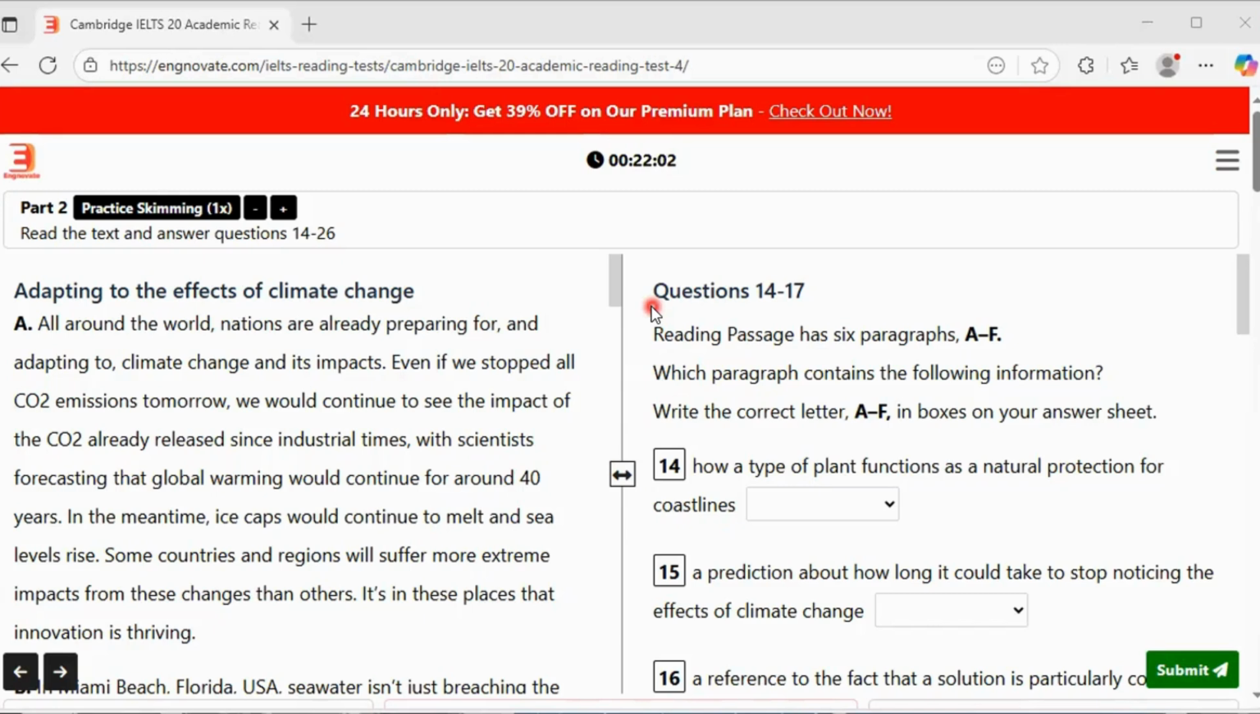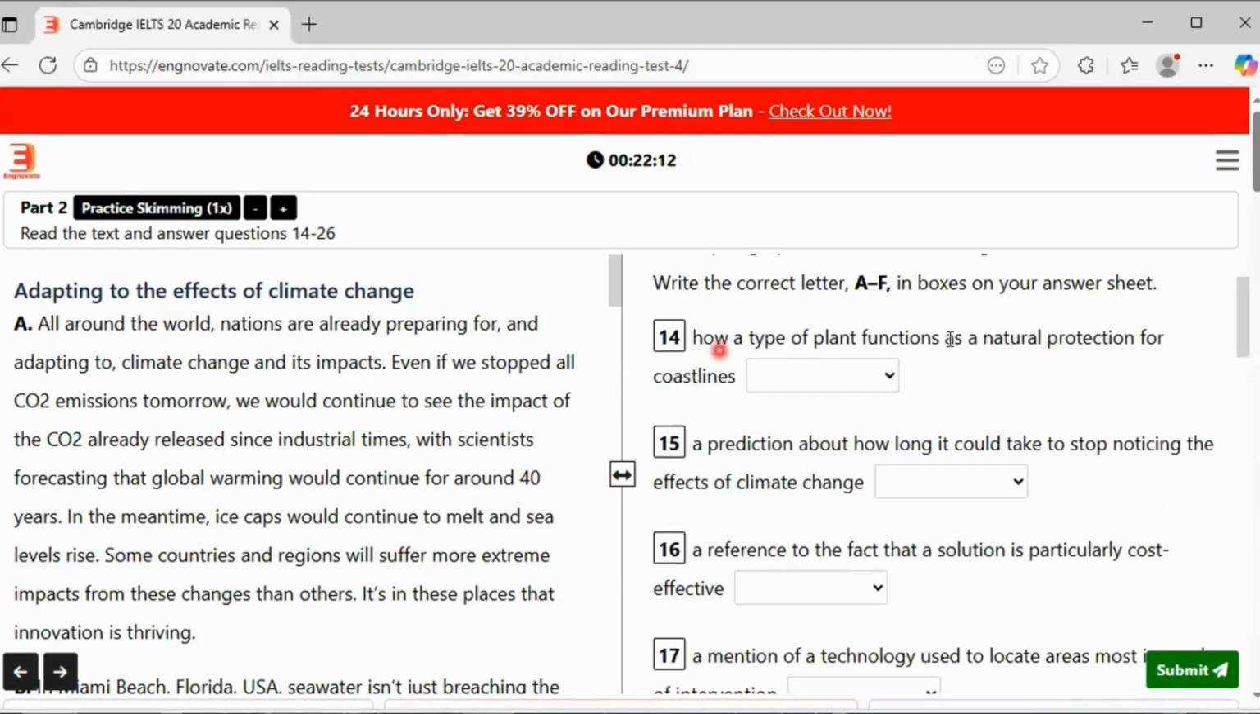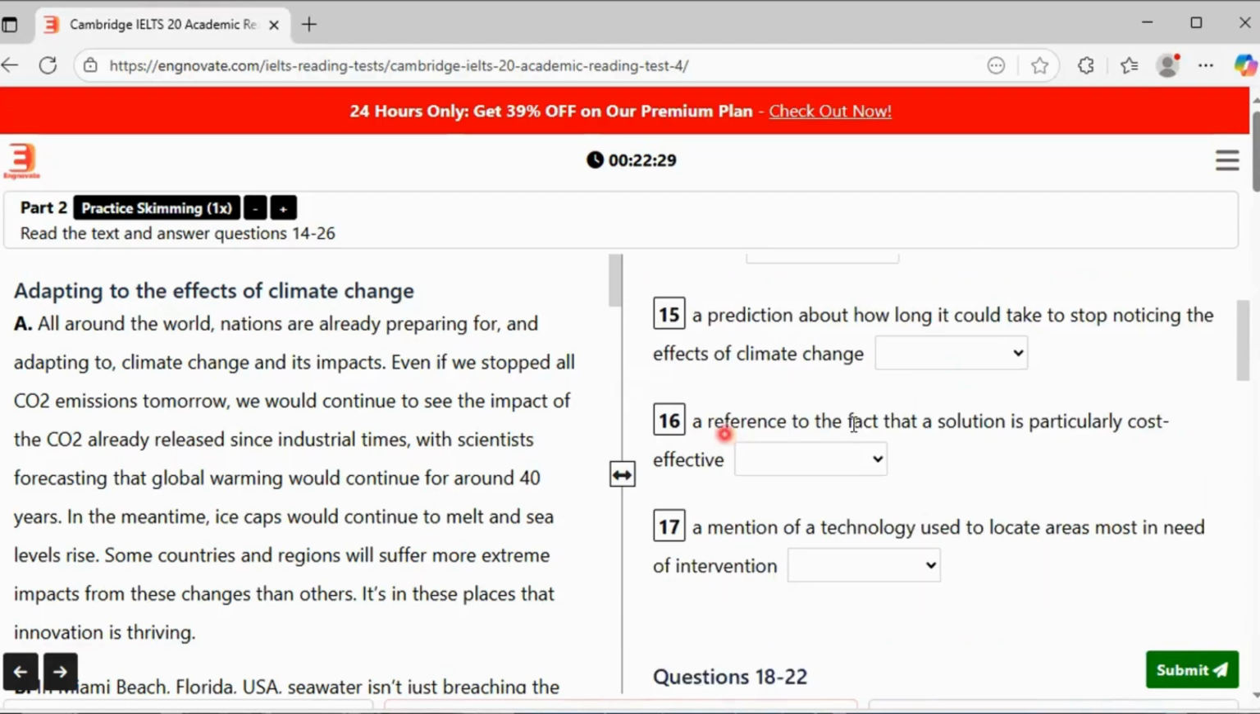Okay, so let's look at part 2 and see what we have there. We have matching information: which paragraph contains the following information? How a type of plant functions as a natural protection. For that, natural protection and coastlines are my keywords. A prediction about how long it will take to stop noticing effects of climate change. Prediction is a keyword here. A reference to the fact that a solution is particularly cost effective. Particularly cost effective is a keyword there.